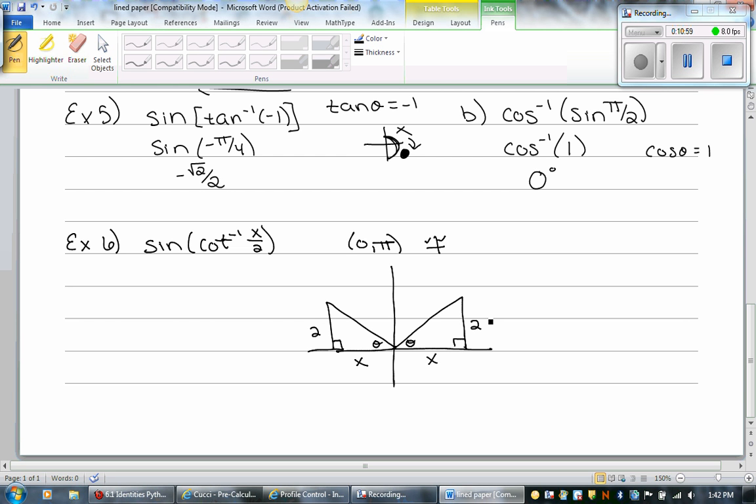So if I want to go further to figure this out, we kind of have to take it step by step, right? So we need to go ahead and find the hypotenuse here. And we do that using the Pythagorean theorem. x squared plus 2 squared equals c squared. So we get the square root of x squared plus 4.